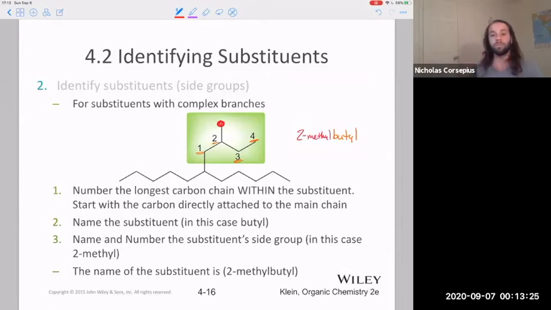So this would be 2-methyl butyl. And when you have these branch substituents, you actually include all the names in parentheses. That's how it's going to be built in when we get to actually putting these all together. So get in the habit of putting these branch substituents in parentheses. So this would be a 2-methyl butyl substituent.